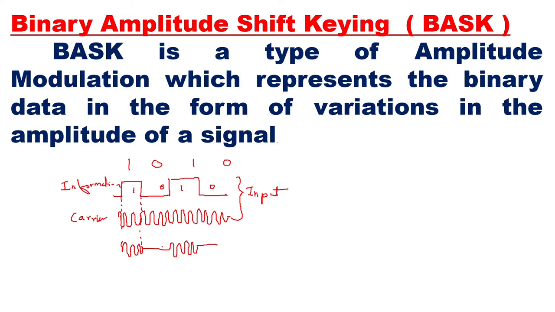So this type of output, in terms of high frequency, is that whenever it is logic 1, the output is present, and whenever it is logic 0, the output is not present. That output will be called your amplitude shift keying waveform, ASK waveform, or because the data is binary, you can call it binary ASK waveform. So this is what we are going to do in our binary amplitude shift keying.